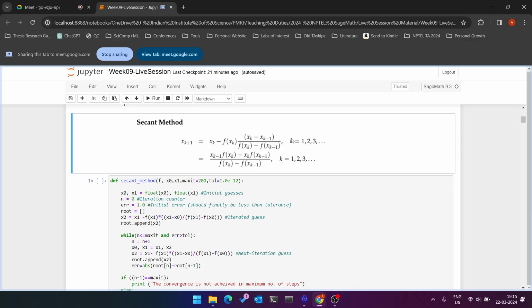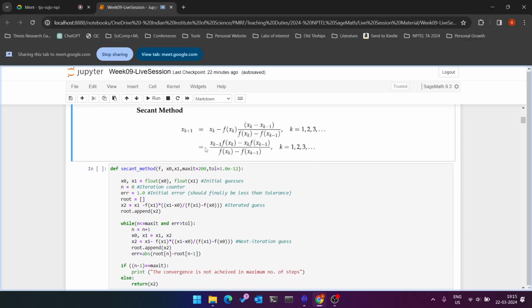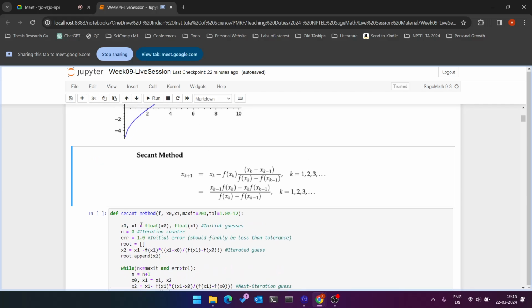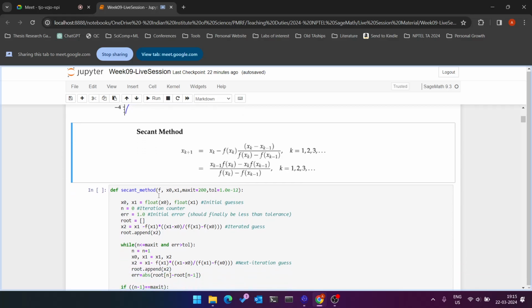To those of you who might have gone through the lectures, you might see that if x_k and x_{k-1} are sufficiently close, this whole term essentially starts to become close to the derivative of f of x at x_k. And in that case, the closer they get, this method would start resembling Newton's method. We'll come to that later on. But first we define the secant method function.